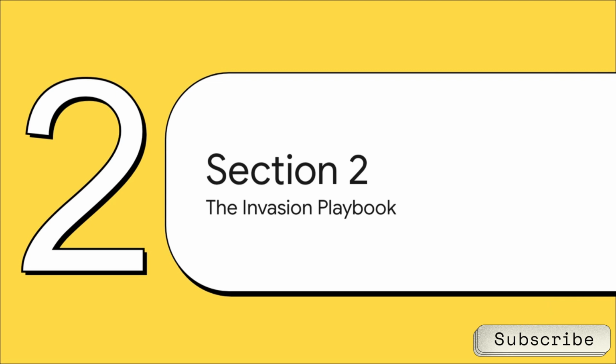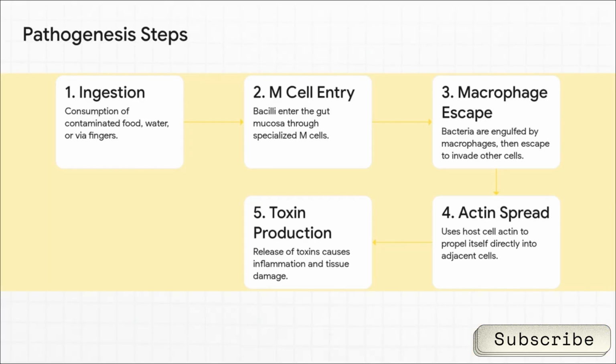So here's a puzzle, right? If Shigella can't swim, how is it so incredibly invasive? Well, it's because it has a very clever strategy. Let's break down its invasion playbook. This is where Shigella's genius really shines. After it's ingested, it uses your own M cells like a secret doorway to get into the gut lining. Once it's inside, it gets eaten by a macrophage, but then it just breaks out. And here's the coolest part. Since it can't swim, it literally hijacks your cell's own actin network, building a little rocket tail to shoot itself directly into the next cell. It's a brilliant way to spread while hiding from the immune system out in the bloodstream.